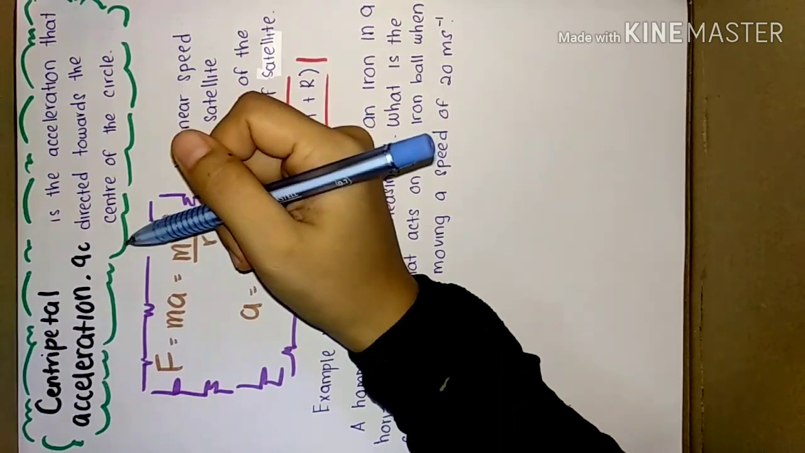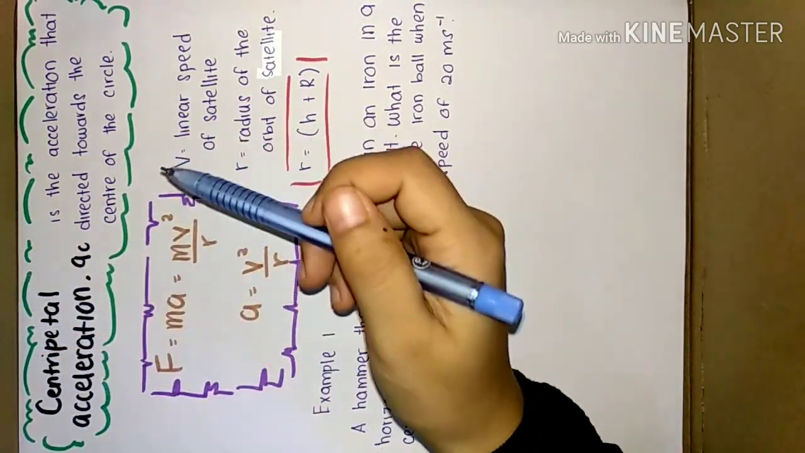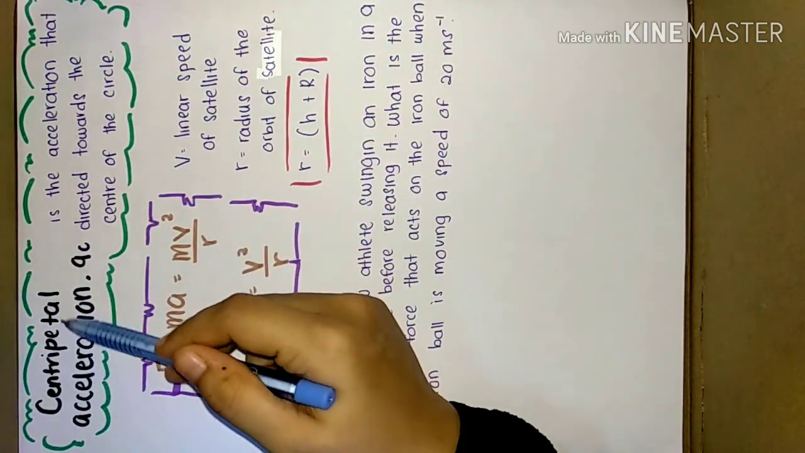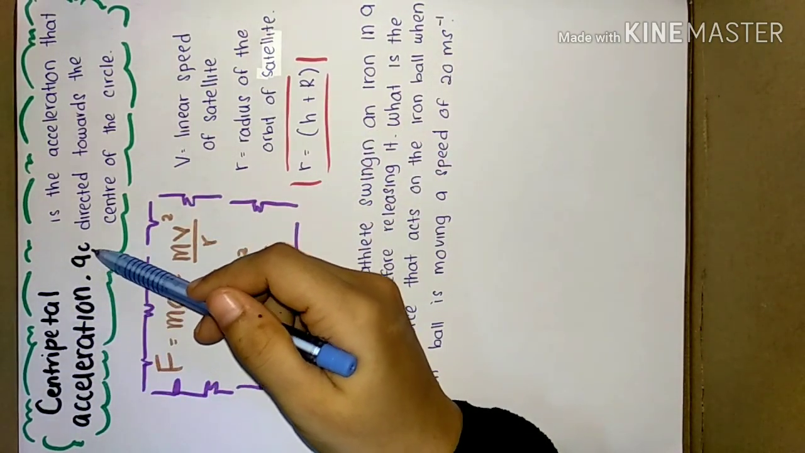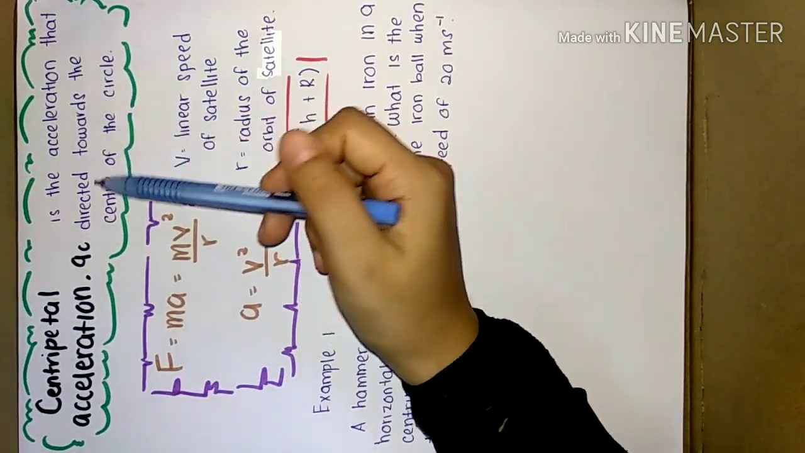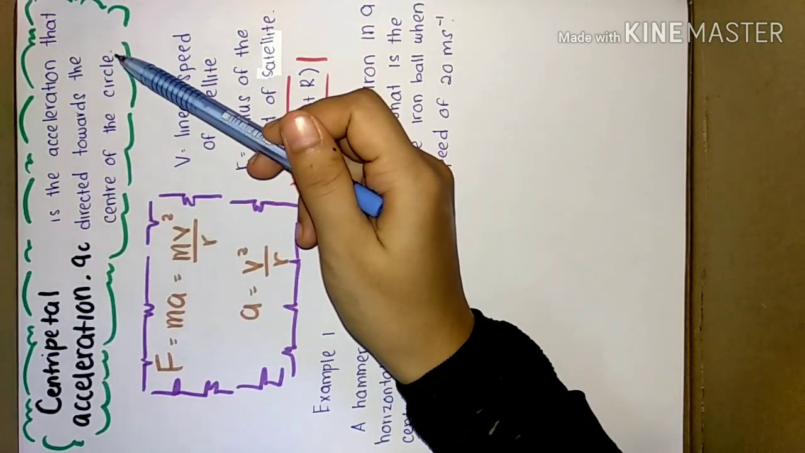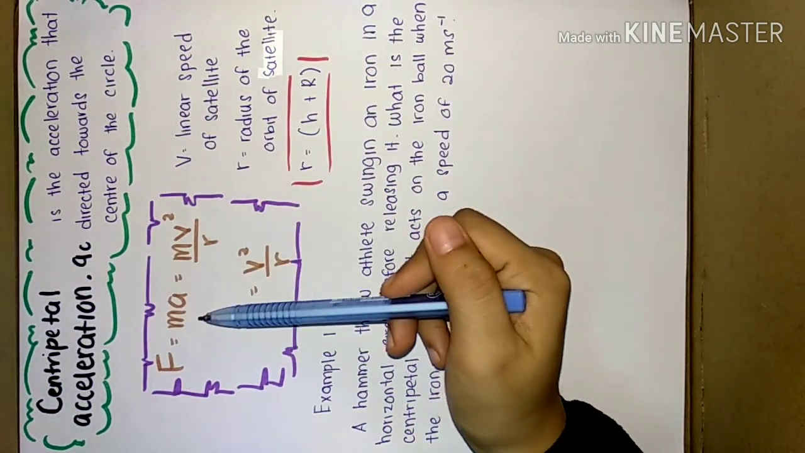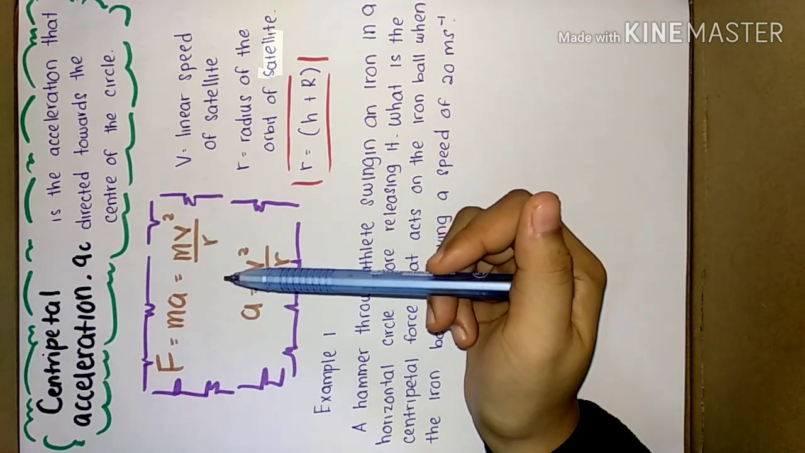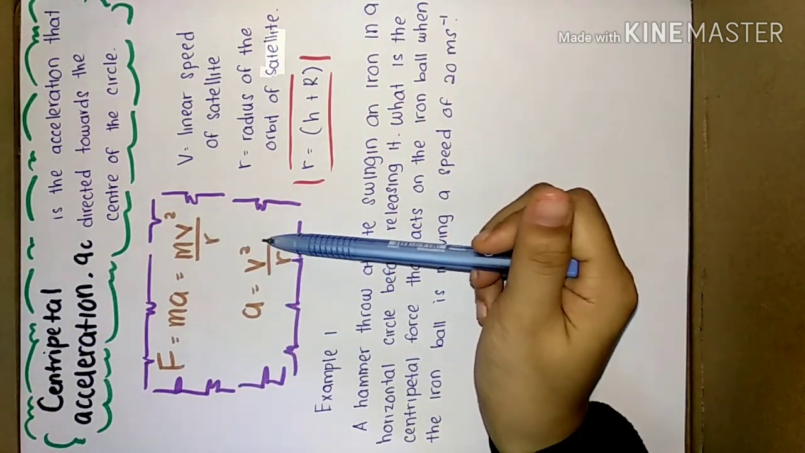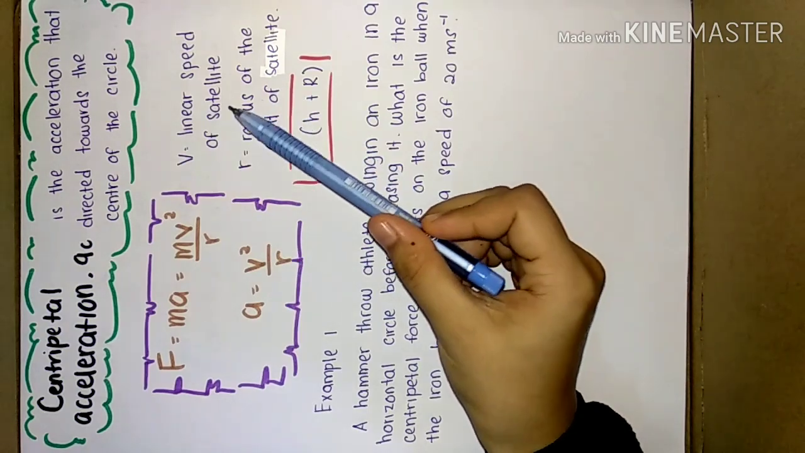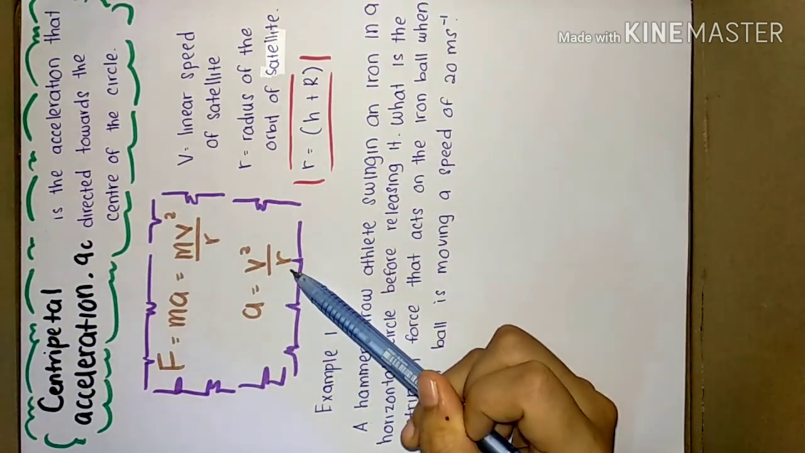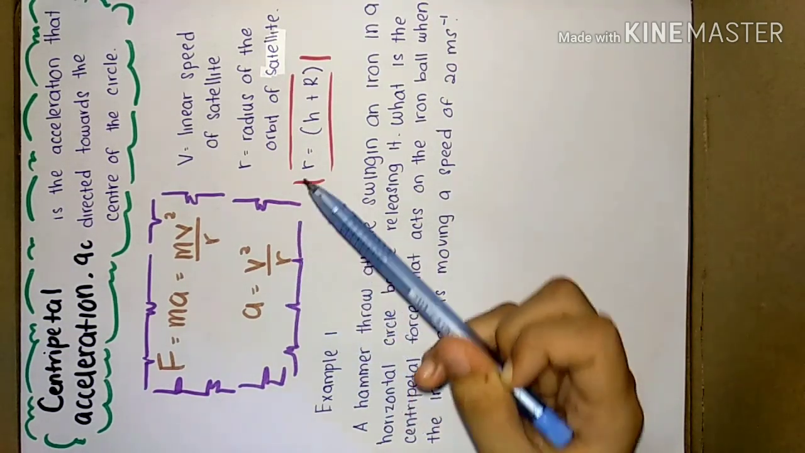Okay, students. So if the centripetal force has a velocity, that means we'll also have acceleration. So here is centripetal acceleration, we call ac, is the acceleration that is directed toward the center of the circle. So we compare the formula for the force and the formula for centripetal acceleration, and we get a equal to v squared over r. So v is the linear speed of the satellite and r is the radius of the orbit of a satellite. And r here, we talk about a satellite and Earth.